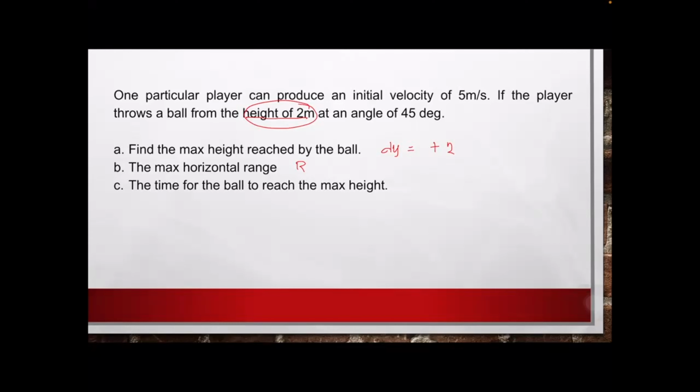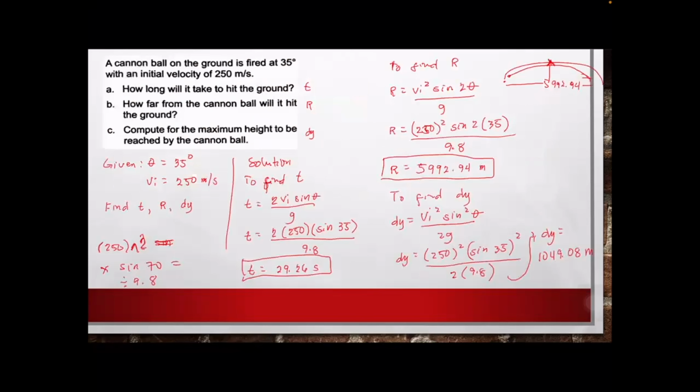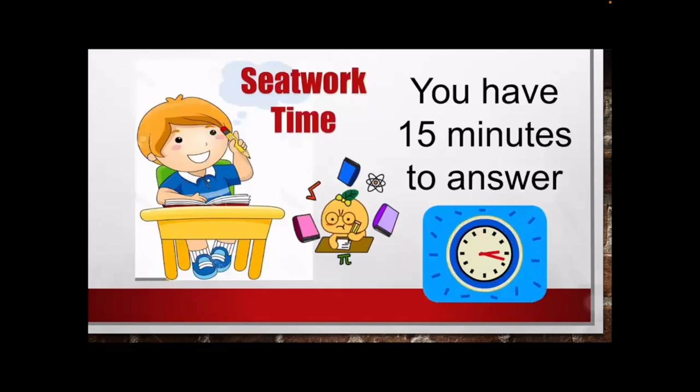So, given. Ano yung given natin dito? The Vi, which is 5 meter per second. The theta is equal to 45 degrees. Yung dy mo, na may plus 2. So, i-add natin yung plus 2. I-add nyo yung plus 2 doon. So, whatever na dy na makukuha. So, ano yung formula natin dito? Yung formula is the range. Given na yung range. What is the r? Ito, Vi squared.